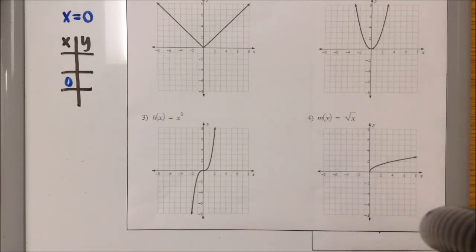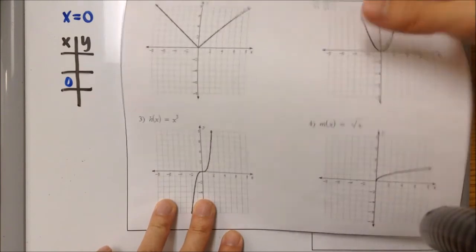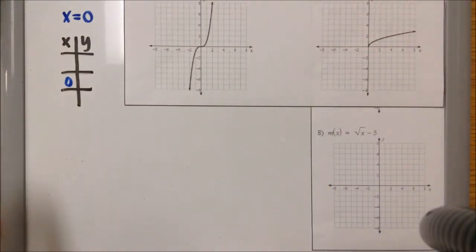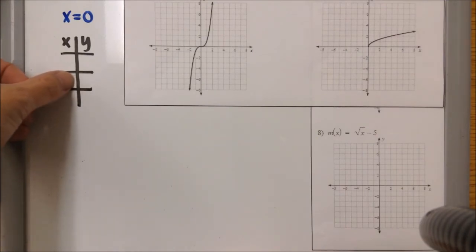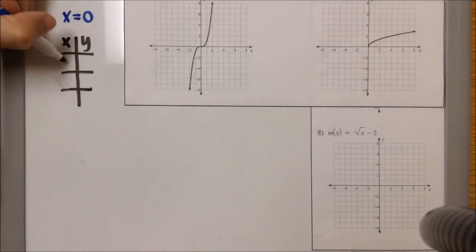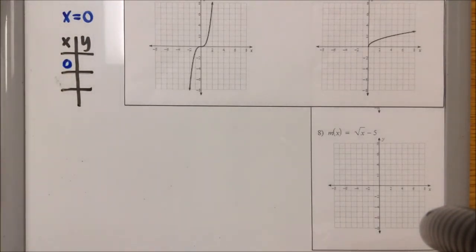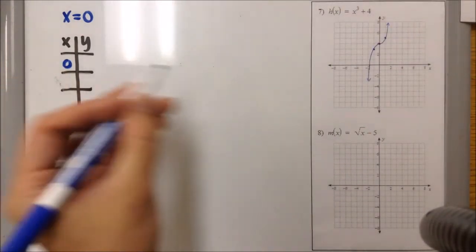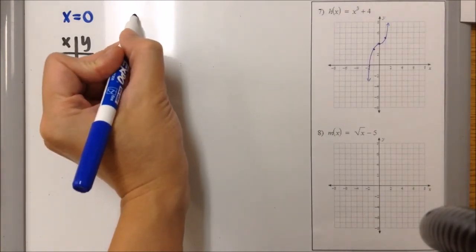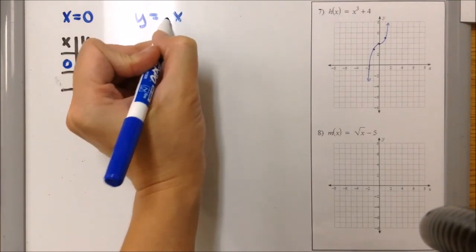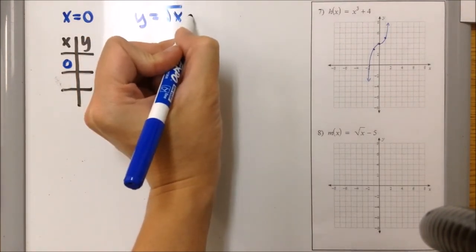So what happened is, since the square root of x does not have a vertex, that means we can't put the 0 in the center. So that means we actually have to start off with 0. So what I'm going to do first is plug 0 into x. So I'm going to write y equal the square root of x minus 5.